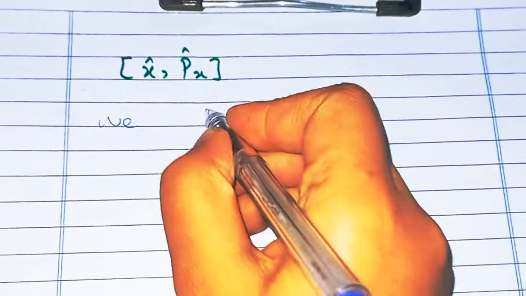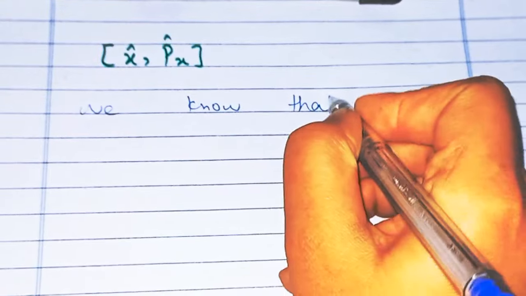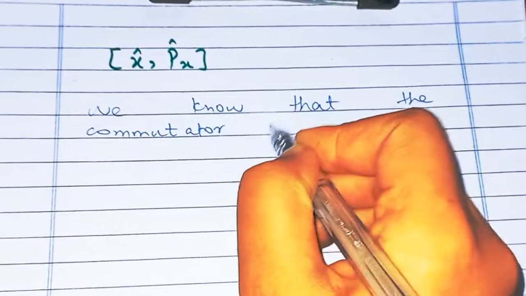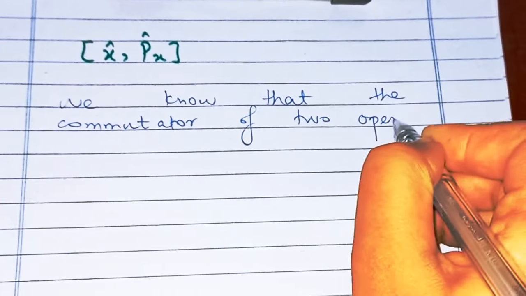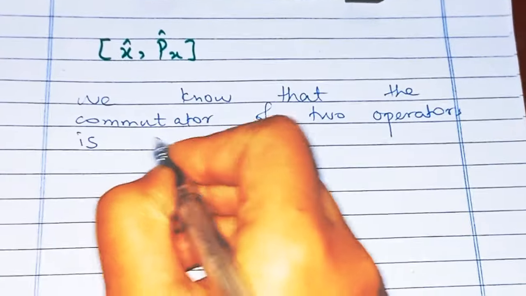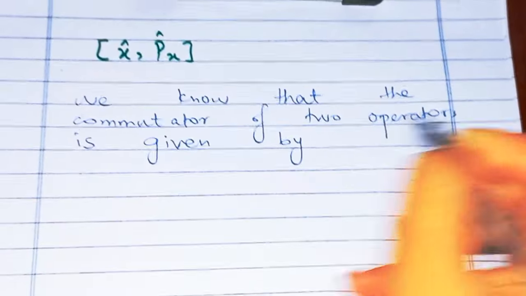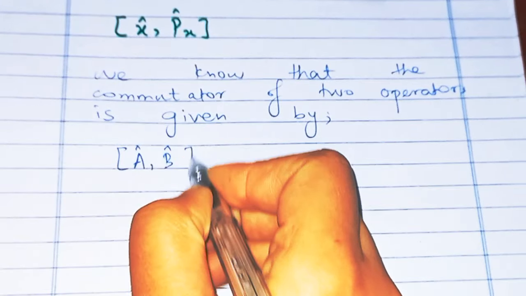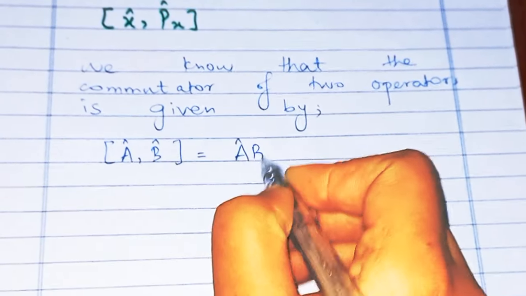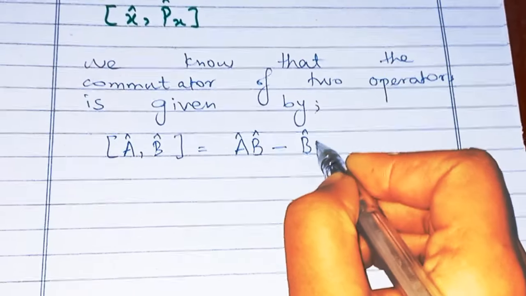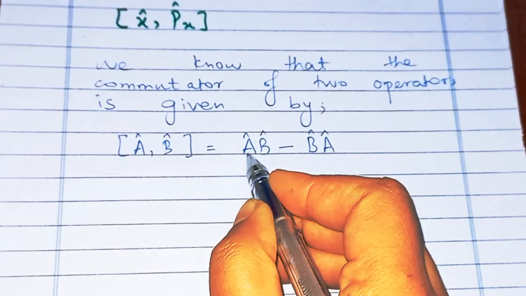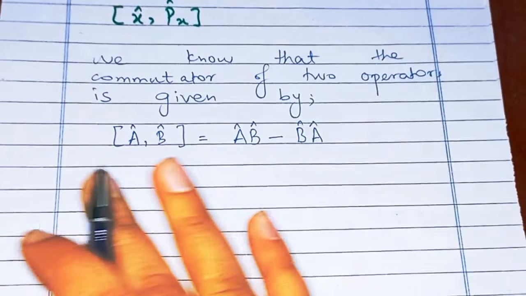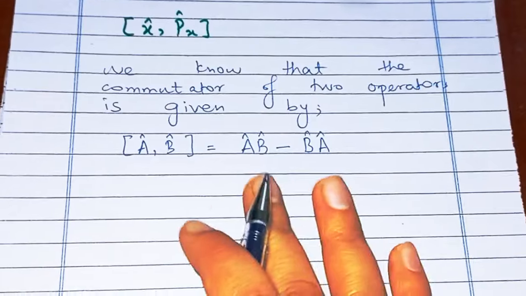And first of all, I write down the general formula. We know that the commutator of two operators is given by, let's say the two operators are A and B. Okay, so the commutator of A and B equals AB minus BA. Okay, it's the product of the first operator with the second operator minus the product of the second operator times the first operator. So that is what the commutator equals.